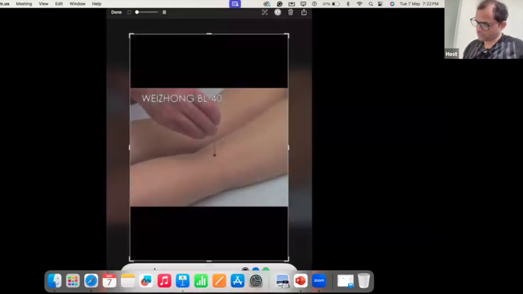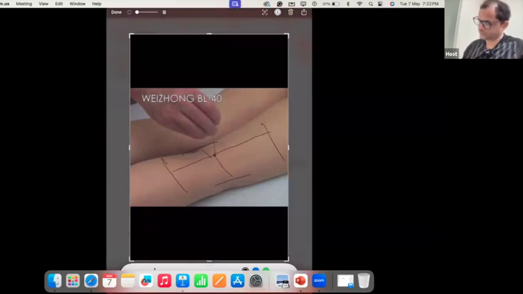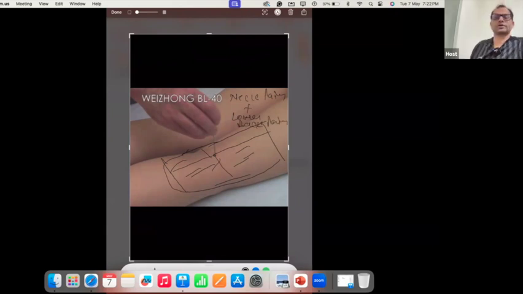Now from the UB40 we go 4 finger down, 4 finger up, 4 finger right, and 4 finger left. This entire area is very good for neck pain and lower back pain. Right? This entire area is called occiput area. Occiput means सिर के पीछे का भाग.